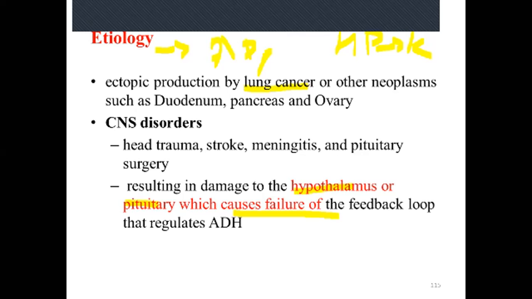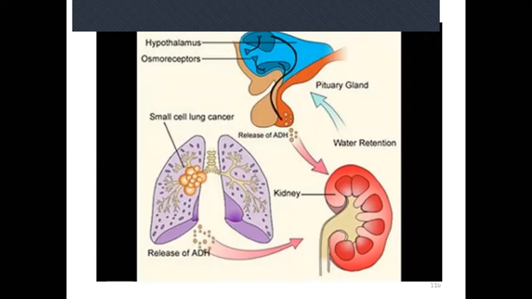So when there is a CNS problem, there is a probability that damage in the hypothalamus or the pituitary will cause the negative feedback regulation to fail, so that there is continuous production of the antidiuretic hormone, and ultimately it elicits an extra or supraphysiologic effect of antidiuretic hormone.